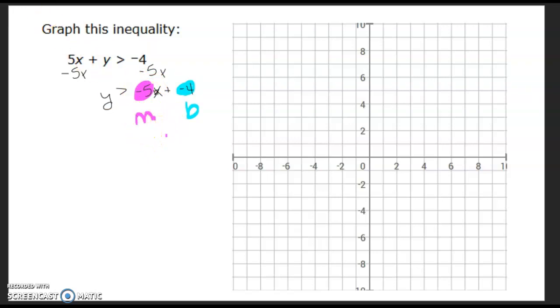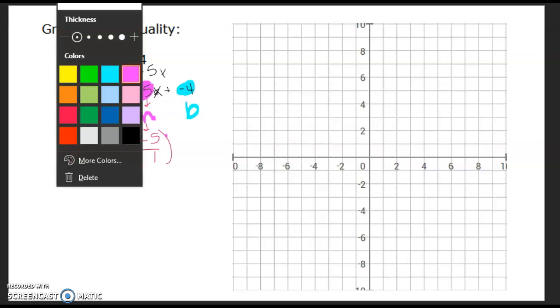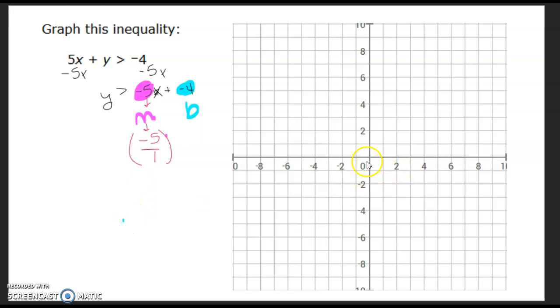But -5 just needs to be over a fraction. So we're going to make it -5 over 1. That's my m, which all I did was just put it over 1. So in order to graph it, I need to begin at -4. And to remember where on this graph is -4, you always start on the y-axis. I always think about it because to draw the letter B, you have to go up and down first. Like you have to draw a downward line. So we're going to put B at -4.